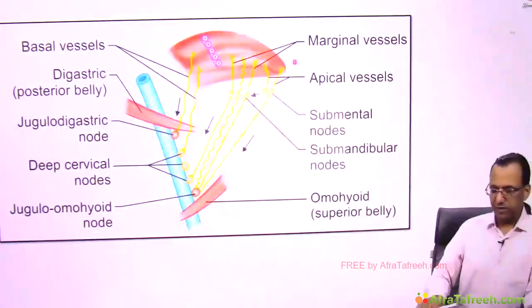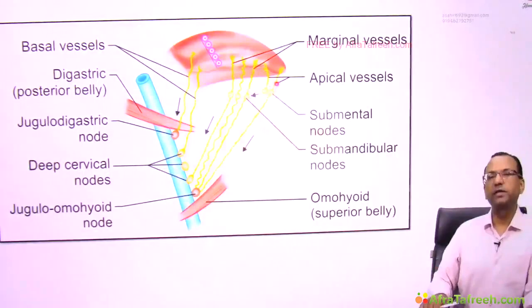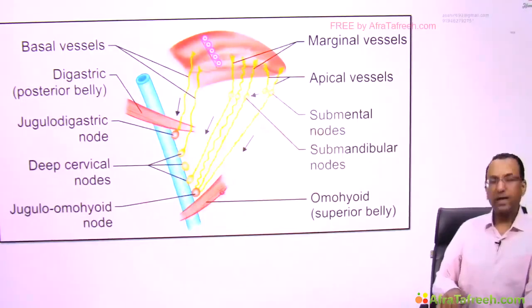See the diagram. If you're talking about tip of the tongue, then it will drain into submental, and some submental can drain into submandibular, but they can also drain into this jugulo-omohyoid lymph node, related to the intermediate tendon of the omohyoid. Actually, it is the junction of inferior belly and superior belly of the omohyoid.